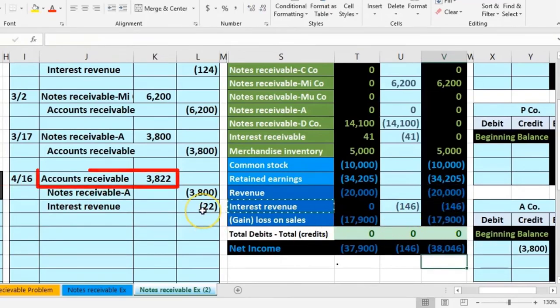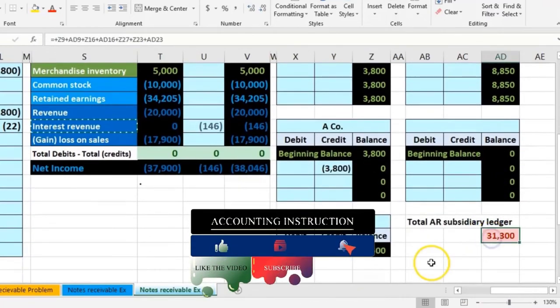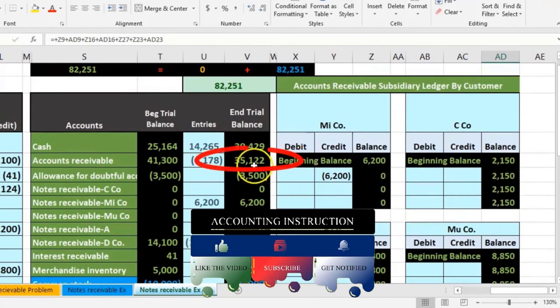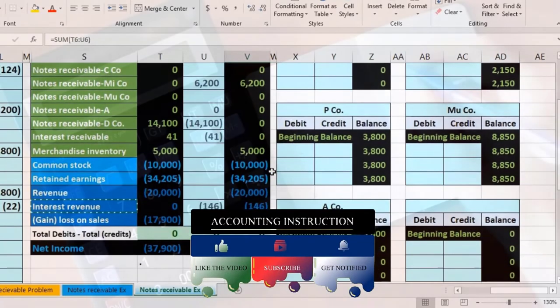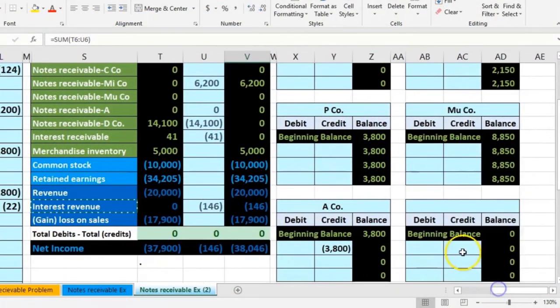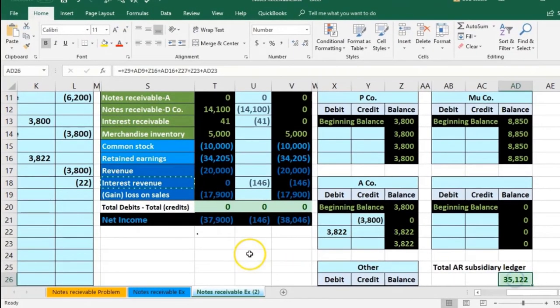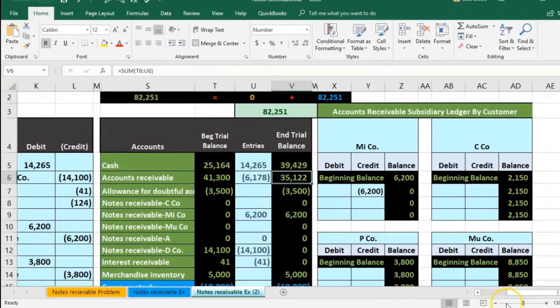Okay, so now we're going to record the same amount for the accounts receivable in the subsidiary ledger. The subsidiary ledger, in other words, is out of balance. It's red, 31.3, not matching the 35,122. It should be matching. Therefore, we're going to record this amount for A company. So A is right here. In X22, we're basically recording the same entry over here. So in X22 equals, and we're going to point to that 3,822 and enter, putting us back in balance, bringing the balance up here, 35,122 there, matching 35,122 here.